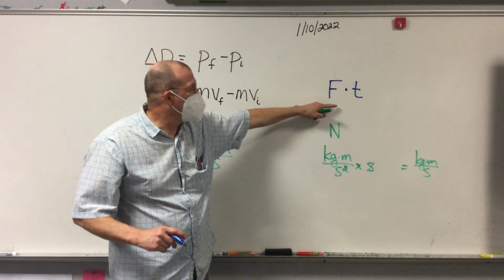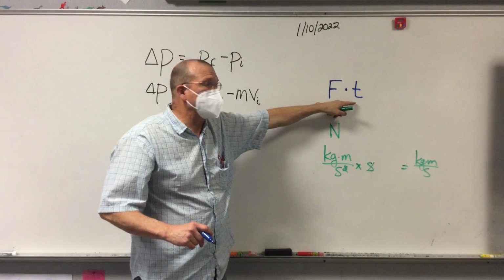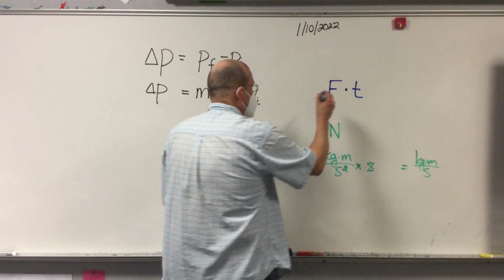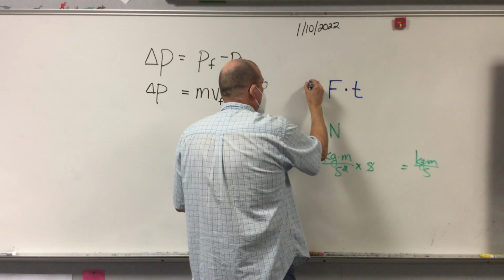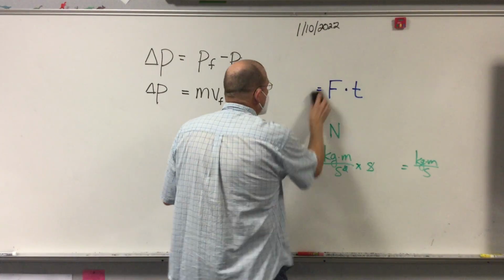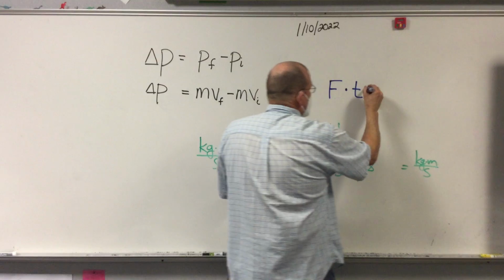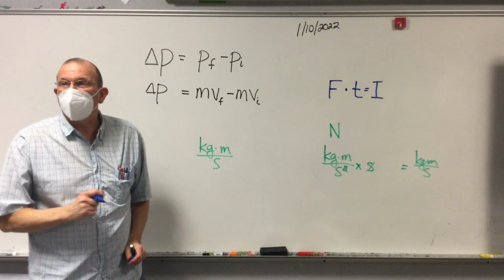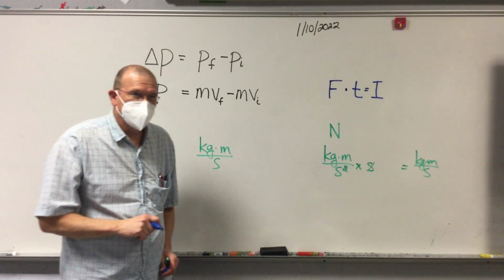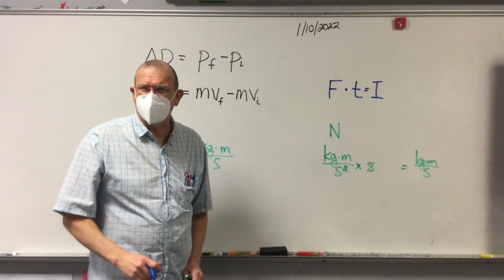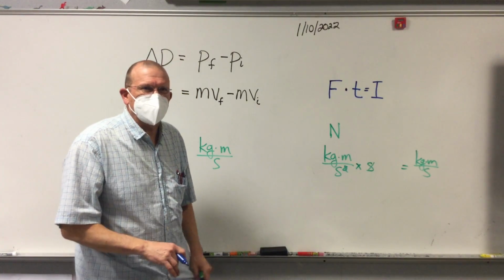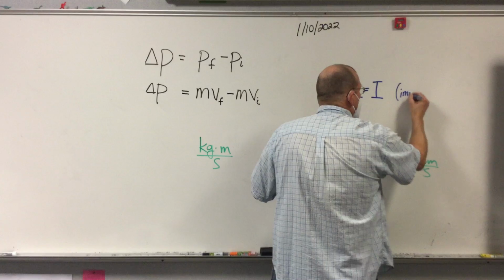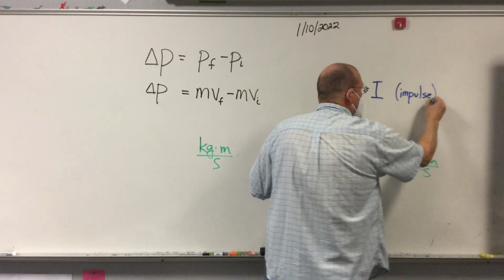So if we take a force times an amount of time that the force acts on an object, that has a special name. Well, actually, let me do it on the other side. We're going to call that thing a capital I. Okay? And if you're going, what the heck? I will agree. You have probably never heard of this capital I thing before. It is called impulse.